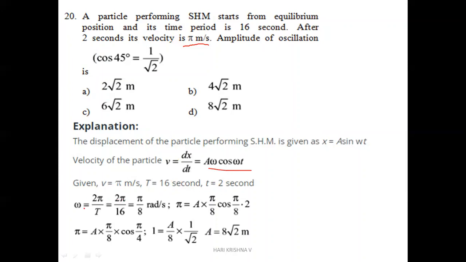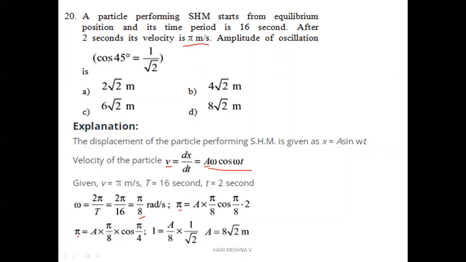So omega is equal to 2 pi by T, or 2 pi nu, frequency. Frequency is inversely proportional, so we take 2 pi by T. So 2 pi by 16 is equal to pi by 8. We get the omega value as pi by 8. Substituting in the equation, v is equal to pi, a is the term, omega is equal to pi by 8, cos omega t is pi by 8 into small t, which is 2, so cos pi by 4.